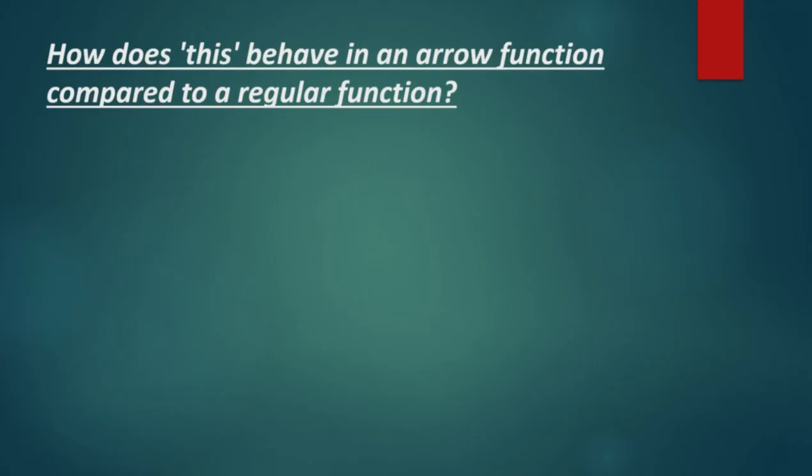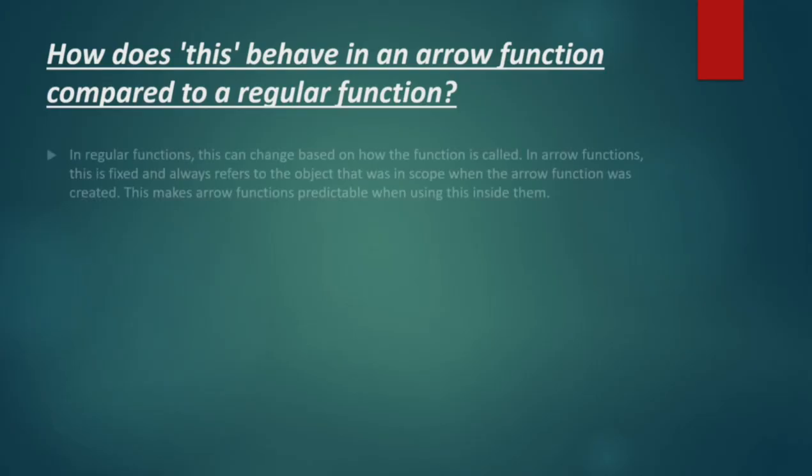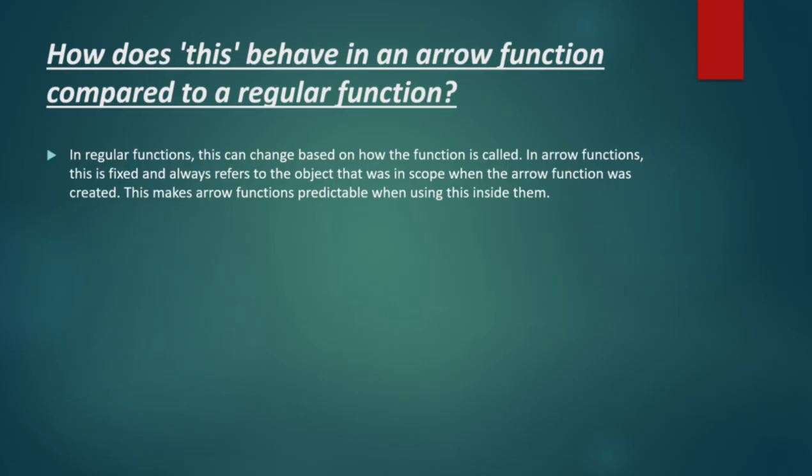How does this behave in arrow functions as compared to regular functions? In regular functions, this can be changed based on how the function is called. In arrow functions, this is fixed and always refers to the object that was in scope when the arrow function was created. So this makes this predictable when used inside arrow functions. Now let's move to the next question.